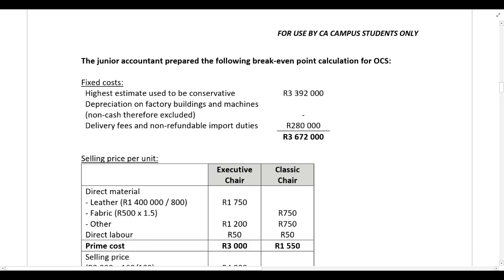All right, then on the next page, we've been given the break-even point calculation that's been prepared by the junior accountant. All right, so remember, how do we calculate the break-even point in units? We take total fixed costs and we divide by the contribution per unit. However, we know that OCS has 2 different products, and whenever we are calculating the break-even point and there's more than one product, we need to calculate a weighted contribution per unit. So instead of just dividing by a contribution per unit, we are going to divide by the weighted contribution per unit.